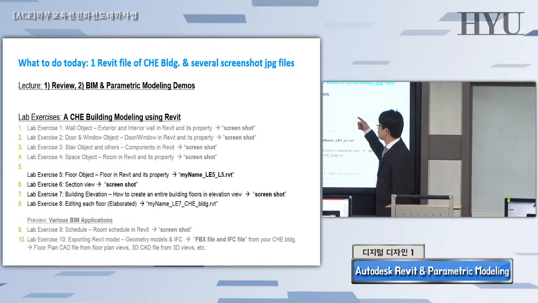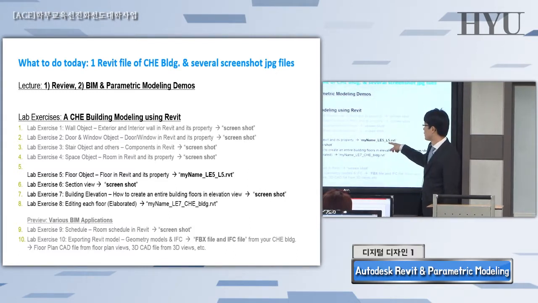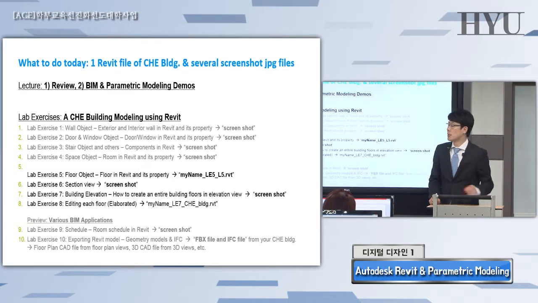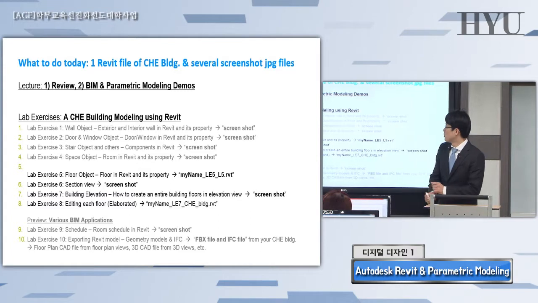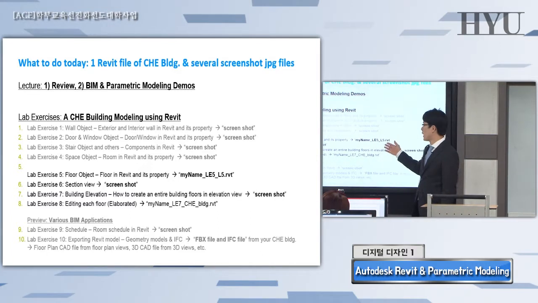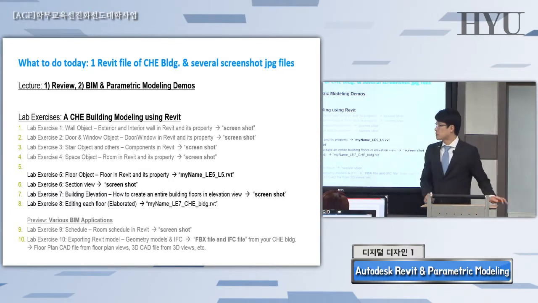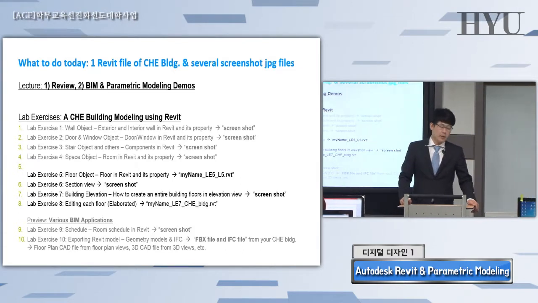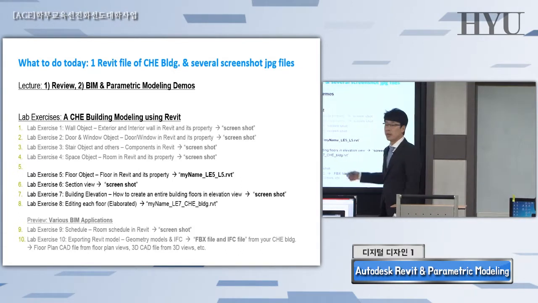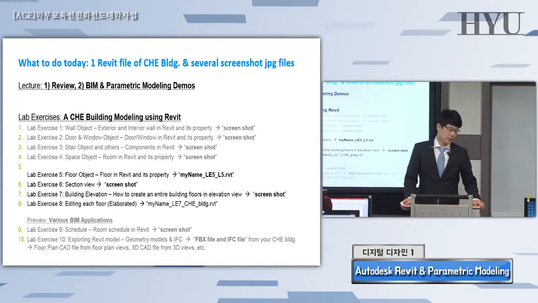Last time we didn't walk through this one. Your name, this floor, Revit model using as a BIM authoring tool. By using that, we're going to do some more modeling to make this entire building. That's the main subject for today's lab exercise.